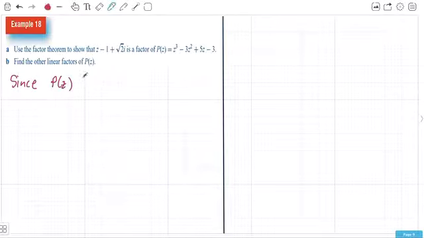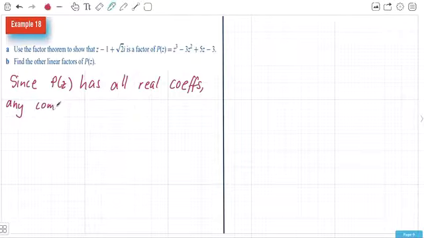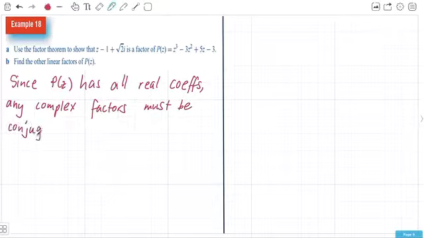P(z) has all real coefficients, any complex factors must be conjugate pairs. And you might be thinking, how is that helpful to me?